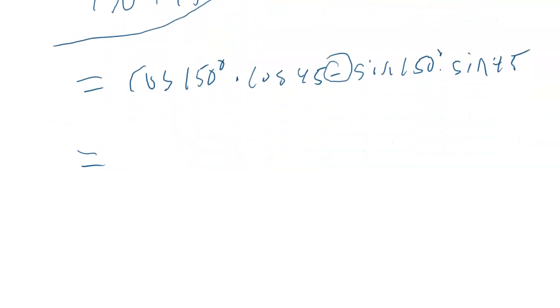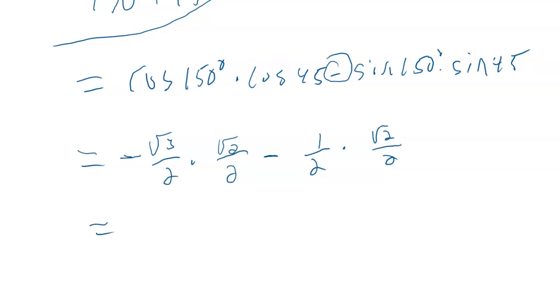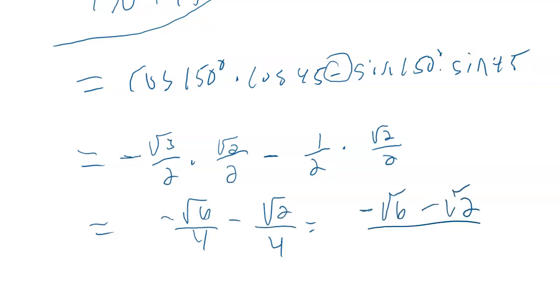All right, and then we've got to figure out what cosine of 150 degrees is. 150 degrees, its reference angle would be 30 degrees in the second quadrant. Cosine of 30 degrees is rad 3 over 2, but it's in the second quadrant, so this is negative rad 3 over 2. Cosine of 45 degrees is just rad 2 over 2. Minus sine of 150 degrees, that's in the second quadrant, it's going to be positive 1/2. And then sine of 45 degrees, that's rad 2 over 2. So this will be negative rad 6 over 4 minus rad 2 over 4, which would give me negative rad 6 minus rad 2, all over 4, as the answer.